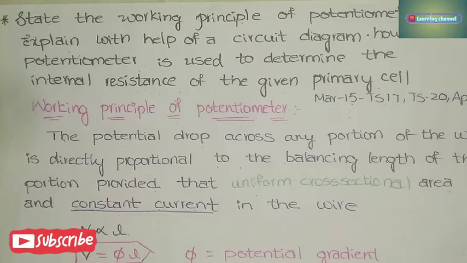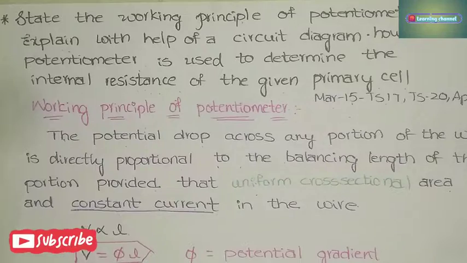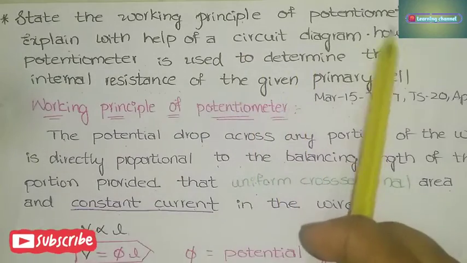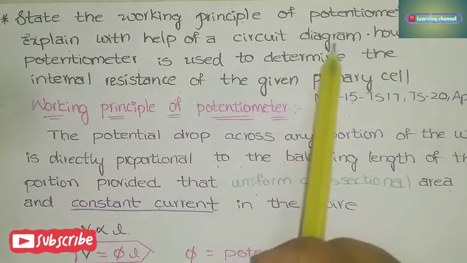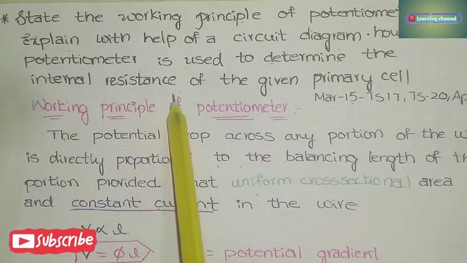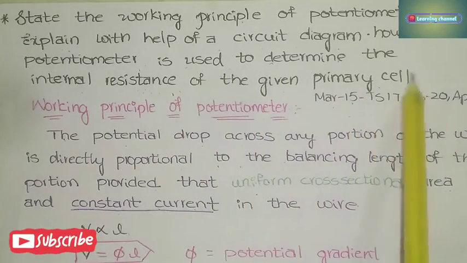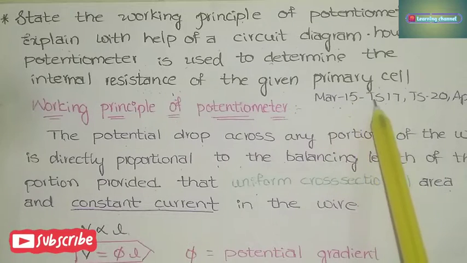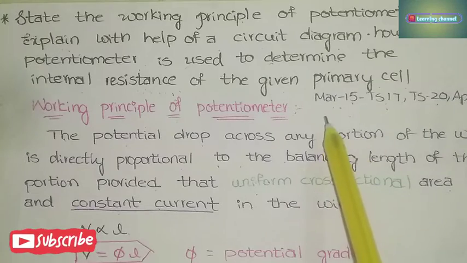In this video, I will explain an important question from the IPE point of view from the Physics second year Current Electricity lesson. State the working principle of a potentiometer. Explain with the help of a circuit diagram how the potentiometer is used to determine the internal resistance of the given primary cell. This question is very important because it is repeated in March 15, TS in 17 and 20, and AP 20 for 8 marks.